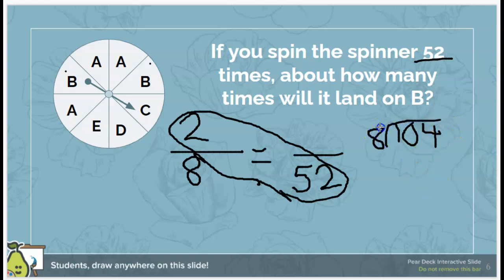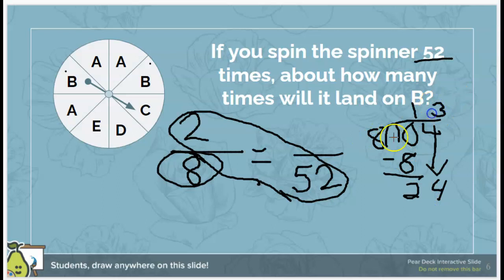And then I would divide by what I haven't used yet, so divide by 8. 8 goes into 10 one time with 2 left over. Bring my 4 down. Ooh, yay, it's nice and pretty. 8 times 3 gets me 24. So about how many times is it going to land on B? 13. It's going to land on B 13 times out of 52.